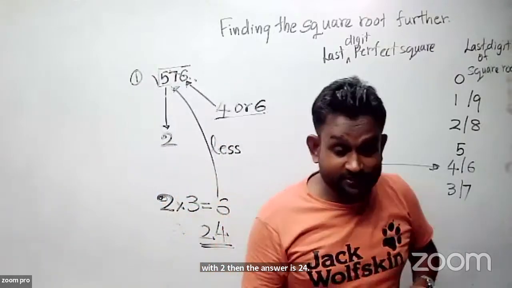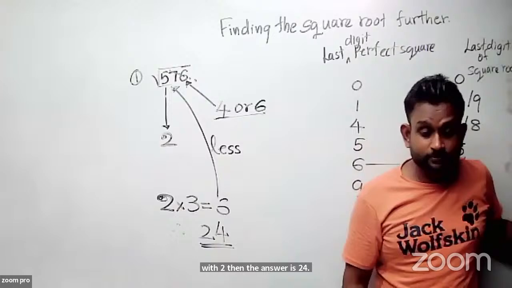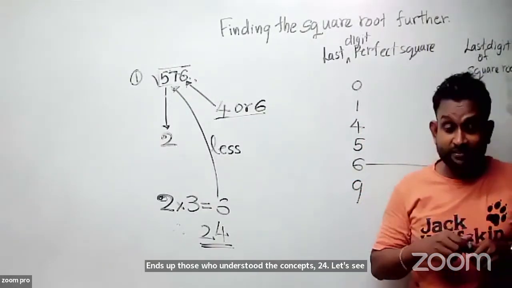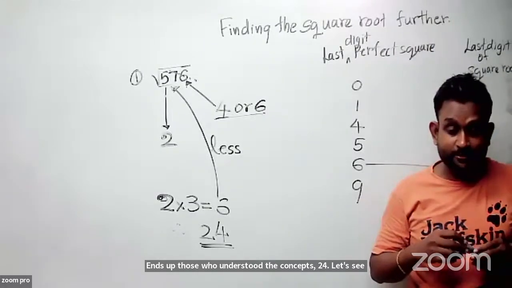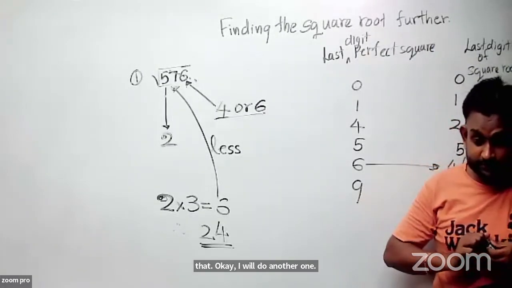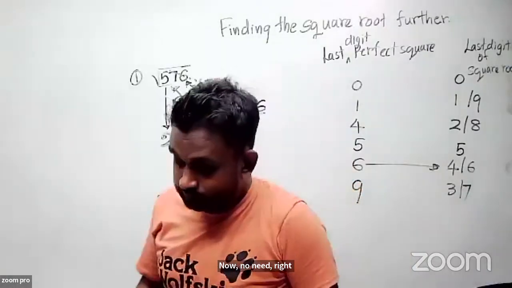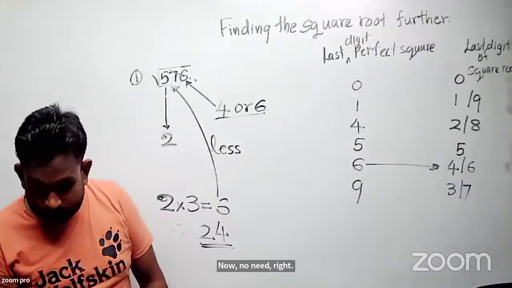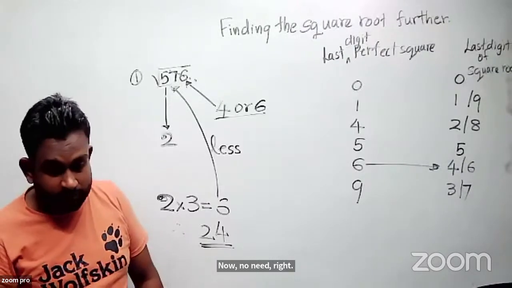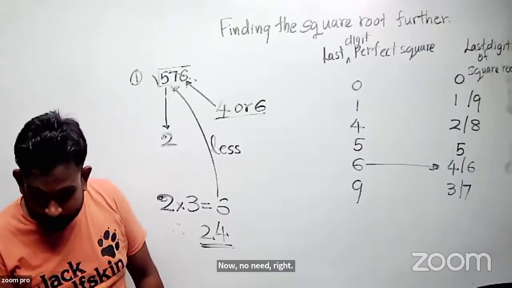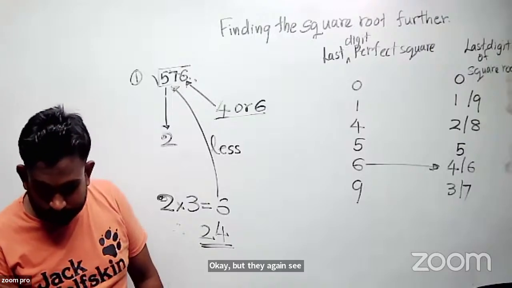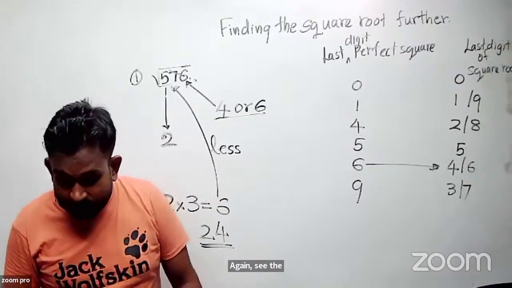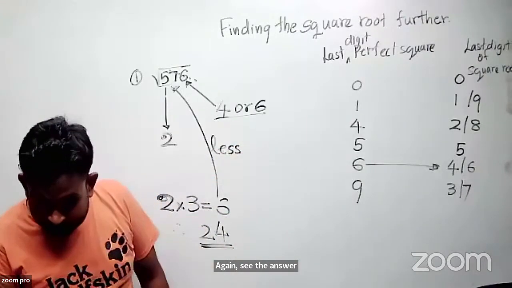Hands up those who understood the concepts. 24. That's my method. Okay, I will do another one. No need to worry. Again, see the answer. Okay, first write down this one, son. This is being written now.